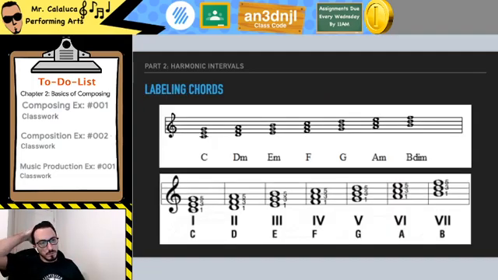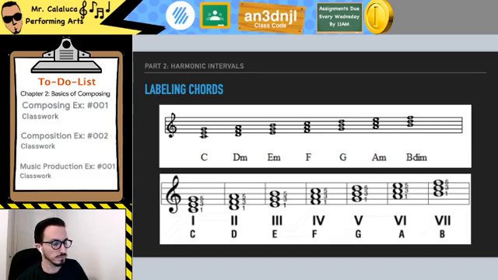Labeling chords, okay? How we label chords is like this: major, minor, diminished, like I said, but whichever the starting note is, for example, C. If we have C, E, and G, that equals a C chord, okay. Our next note, which is our 1, C. Then we have our 2, which is D minor.